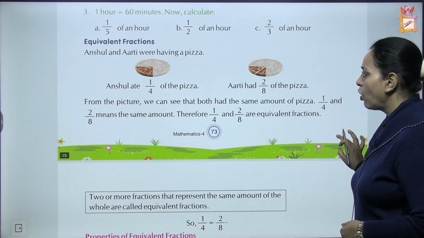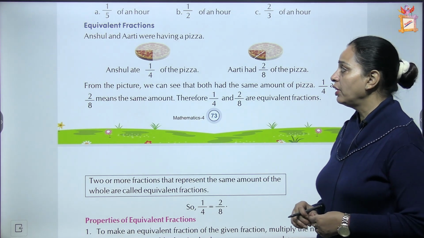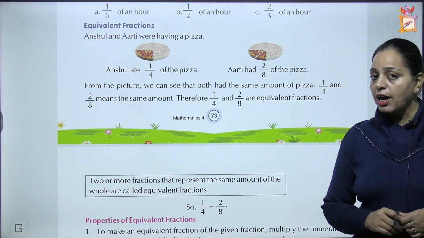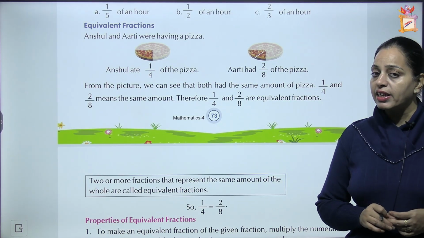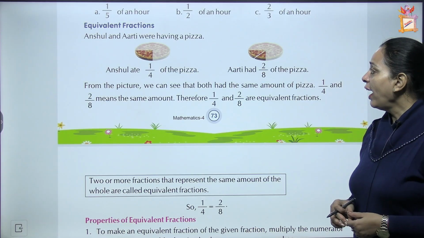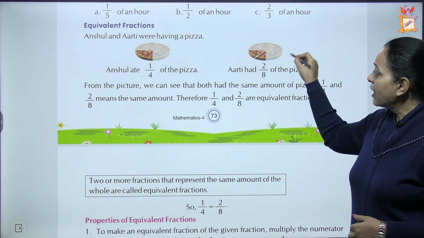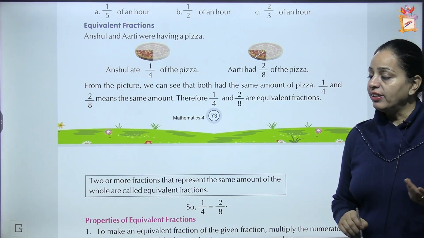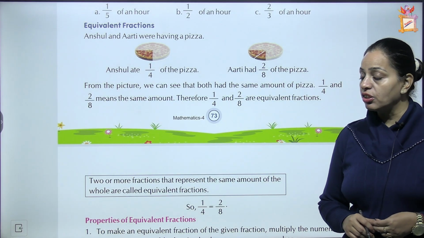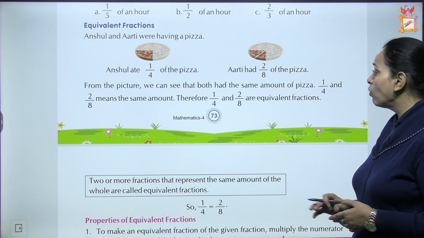The next we are talking about equivalent fractions. Anshul and Aarti were having a pizza. Anshul ate 1 by 4 of the pizza, means pizza के 4 equal parts थे. Anshul has taken 1 slice out of 4 and Aarti had 2 by 8 of the pizza. इस पिज़्ज़ा के 8 equal parts की Aarti has taken 2 parts out of 8.